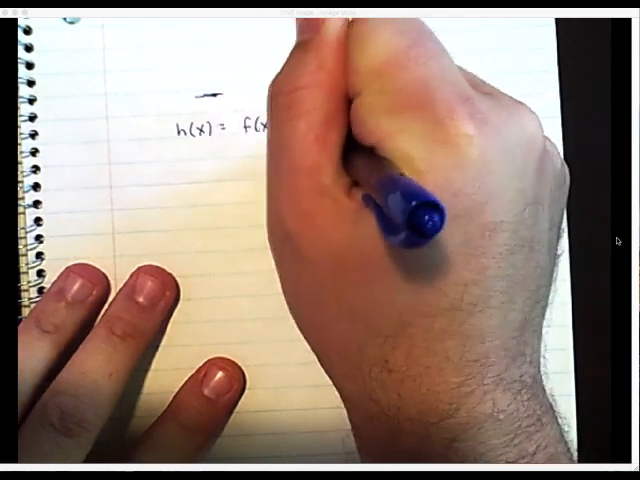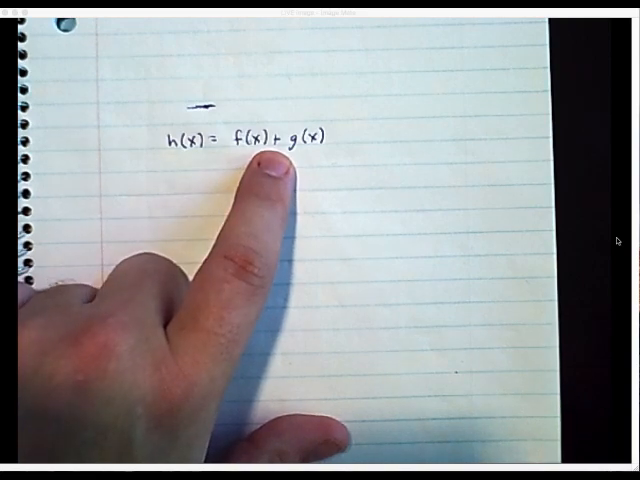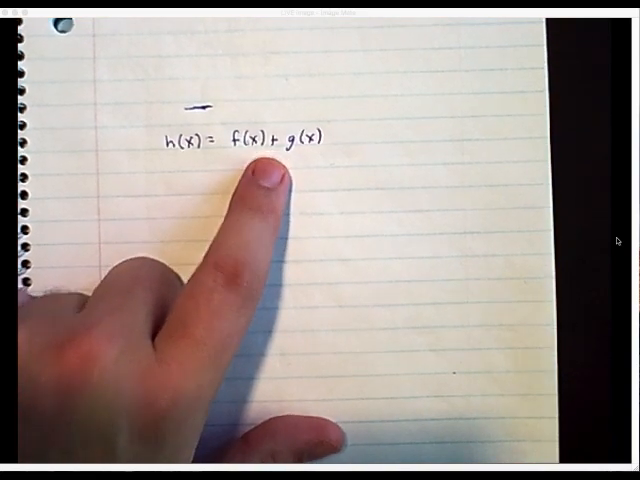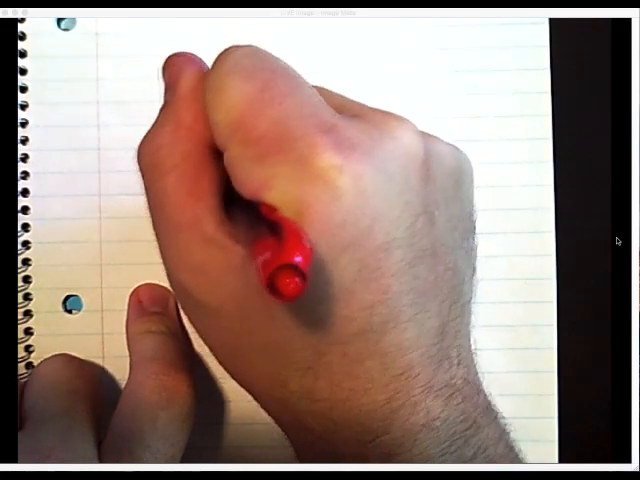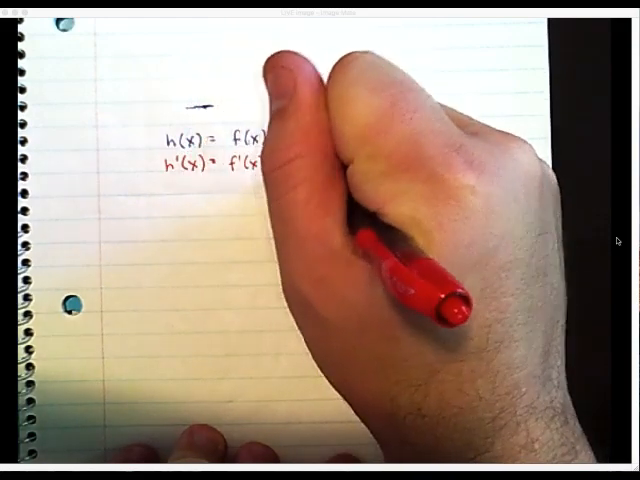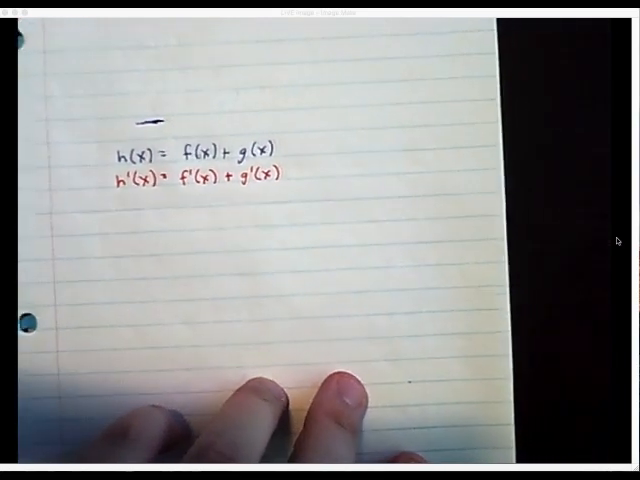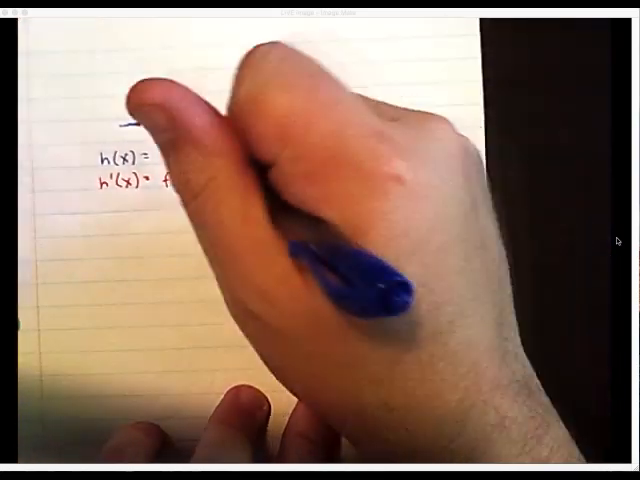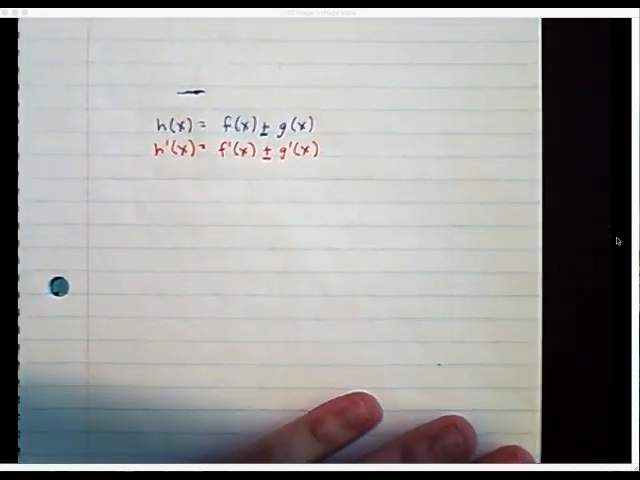plus g of x. When there's a plus separating terms, or it could be a minus even, if you wanted to find the derivative here, you would just take the derivative of each term and go from there. And likewise, if that was a minus sign, then that would be a minus sign there as well.